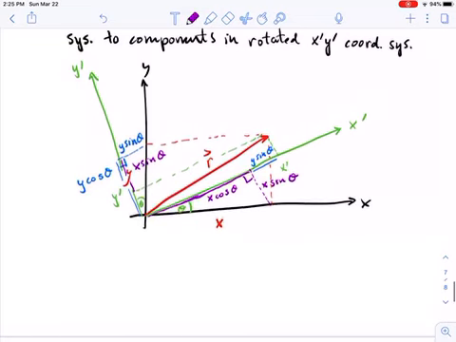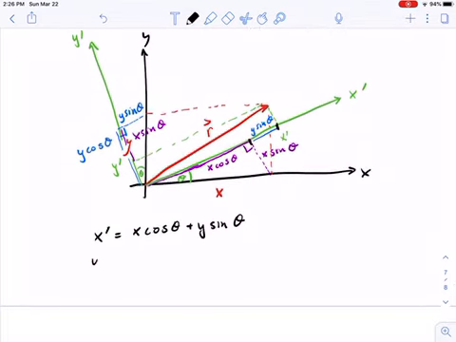Okay, so if that's true, then what we expect is that the x prime coordinate, which is right here, is x cos theta plus y sine theta. So x prime is equal to x cos theta plus y sine theta. And then y prime is, well, let's take this full y cos theta here, and then subtract off the x sine theta. And then that just leaves us y prime.